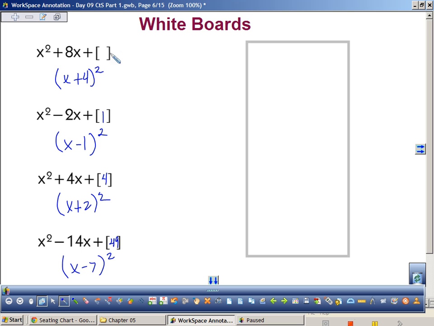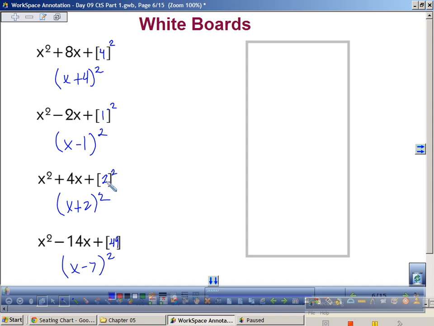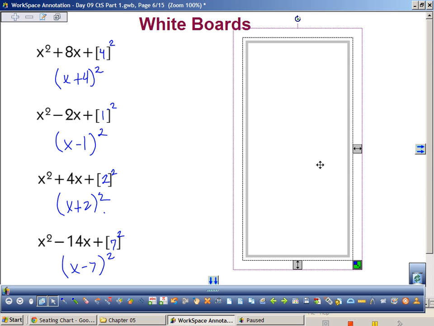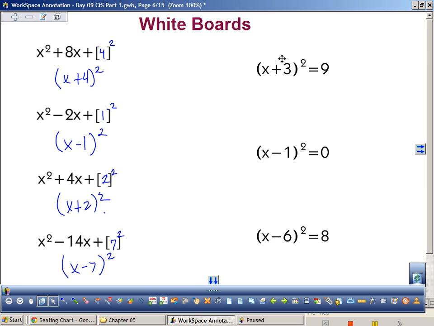So if you wanted to, you could even write this like this. Is this easier? 4 squared, 1 squared, 2 squared. Then it matches. 7 squared. Right? I'm sorry? I just never thought about it that way. That's exactly what it is, right? It is. Did I just teach you something?